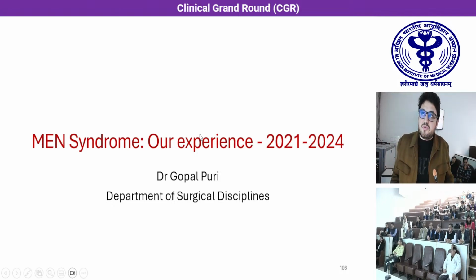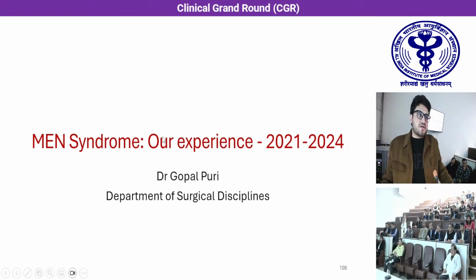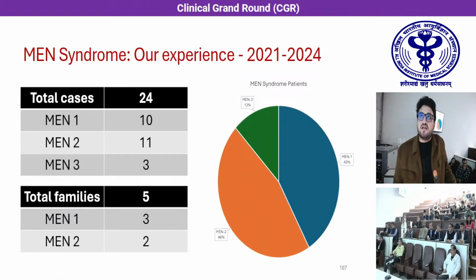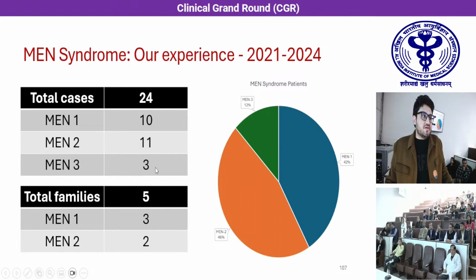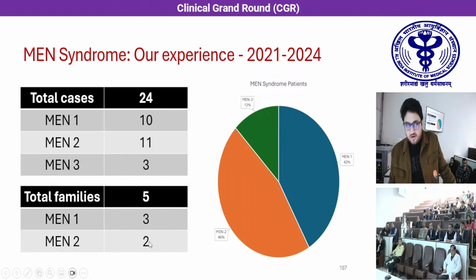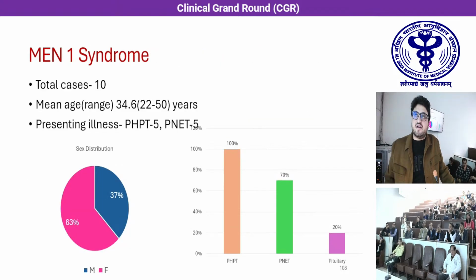Good evening. I'll be talking about our experience with these MEN syndromes over the past 3 to 4 years. From 2021, after recovering from the post-COVID lull, we've seen about 24 patients of all the MEN syndromes combined, out of which the majority have been MEN2A, that is 11, closely followed by MEN1 with 10 patients, and MEN2B being 3 patients. We have traced these back to 5 families, 3 being MEN1 and 2 being MEN2. Out of all these patients, we have genetic testing for about 30 to 40% because of the huge cost barrier that we have.